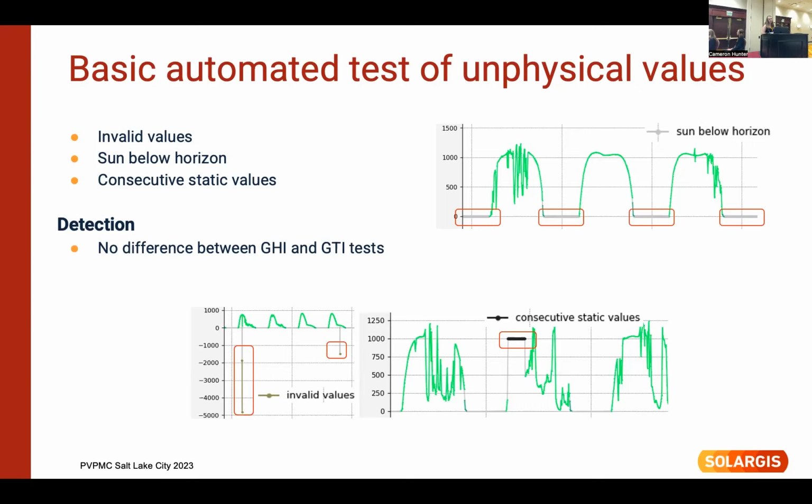For GTI, we use what we have for GHI, because there is not really any change. So you can see here some examples of sun below horizon or consecutive static values, or even invalid values on the left.